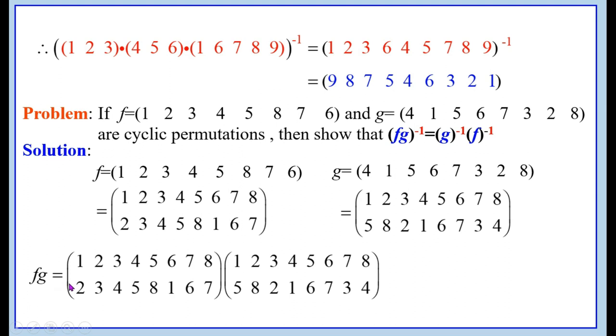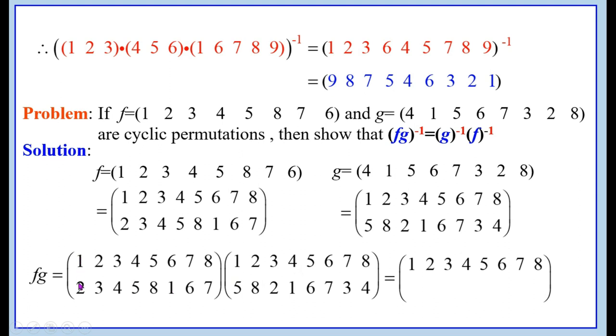So F into G is equal to, this is the permutation F, this is the permutation G. Here we are not going to rearrange the columns of the second permutation so that the first row of the second permutation G equals the second row of the first permutation F. Without doing it, we can take the product as follows. For that, first let us write the first line of the first permutation: 1, 2, 3, 4, 5, 6, 7, 8.